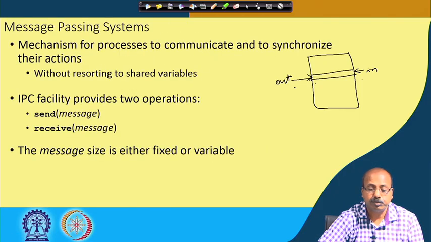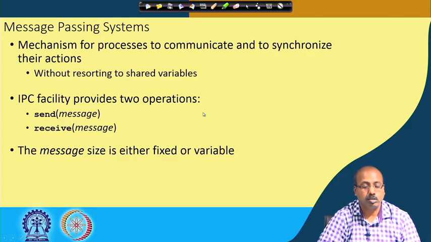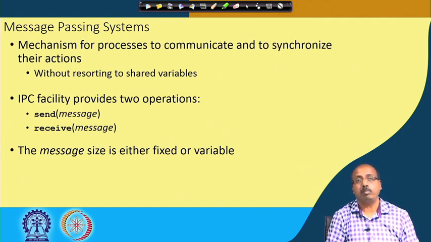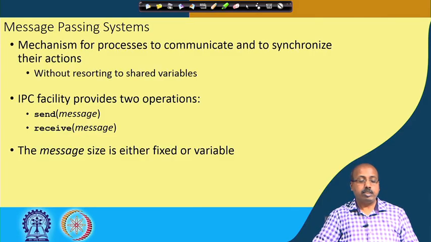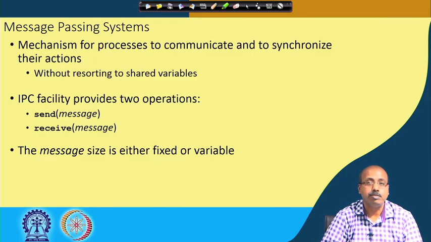So, then another type of situation that we can have is the message passing case. Message passing systems are for processes to communicate and to synchronize their actions without resorting to shared variables. So, there is no shared variable. If processes want to communicate, they will send explicit messages from the sender to the receiver, and there are two system calls, send and receive, by means of which messages can be sent and received. The sender process will use the send system call, and the receiving process will execute the receive system call.